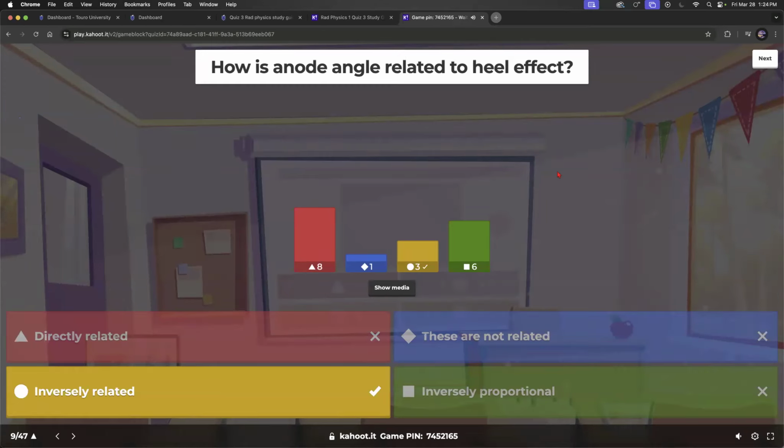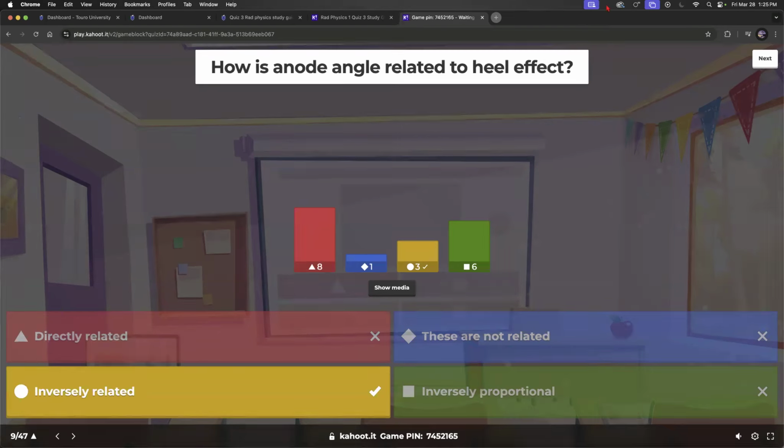How is the anode angle related to heel effect? Did I make a mistake? Let me see. No, I did not make a mistake. Is this unclear for everybody? Yeah, can you please clarify this?